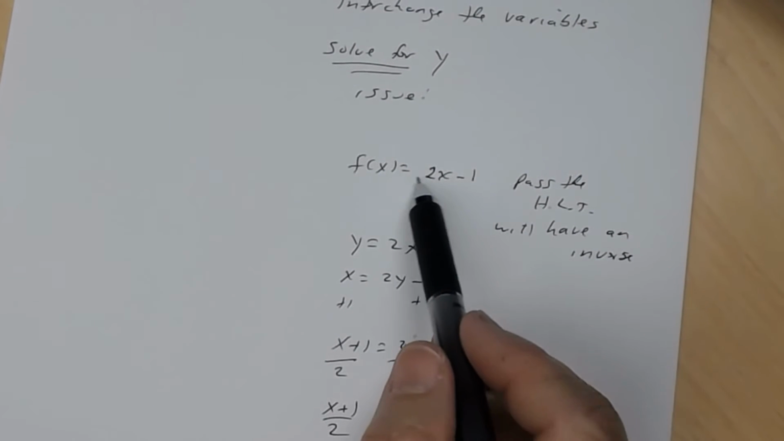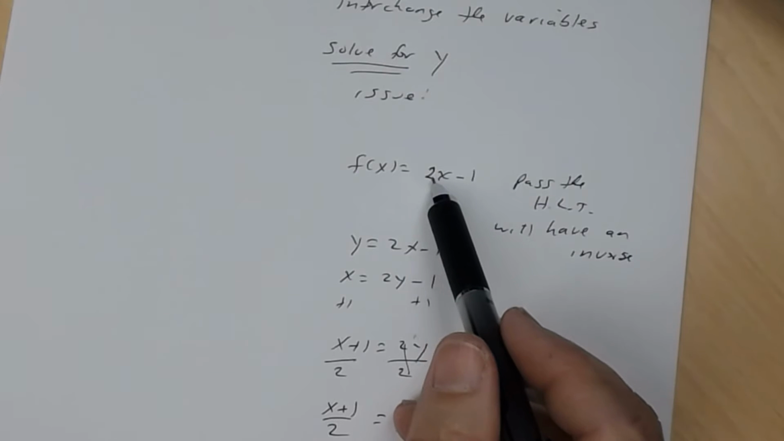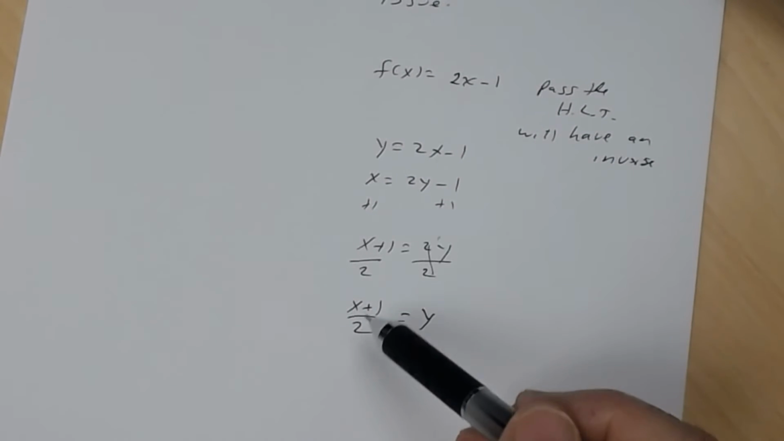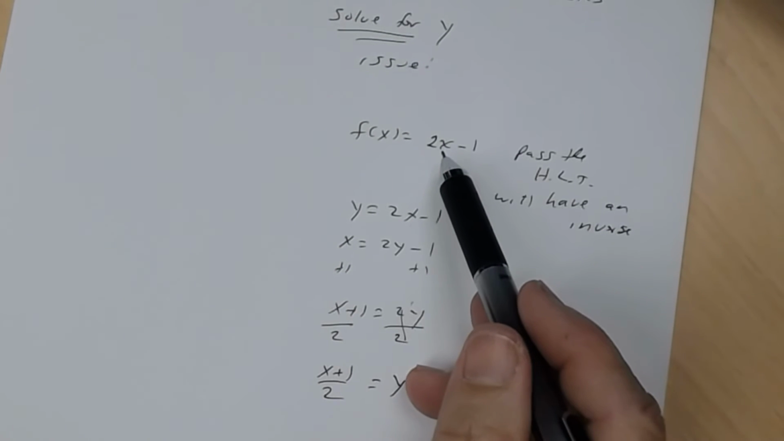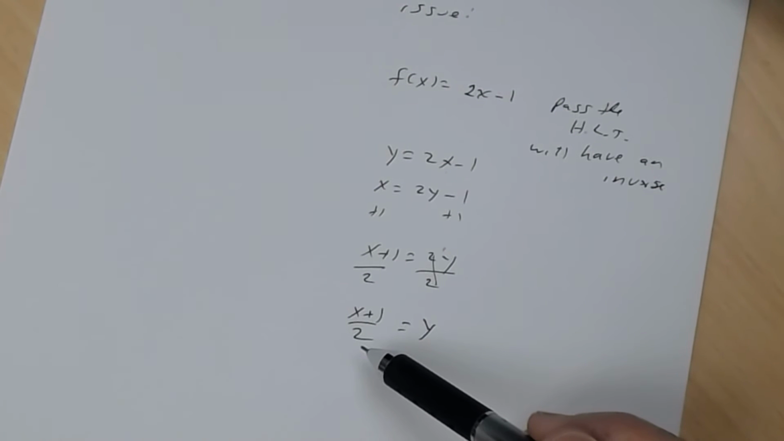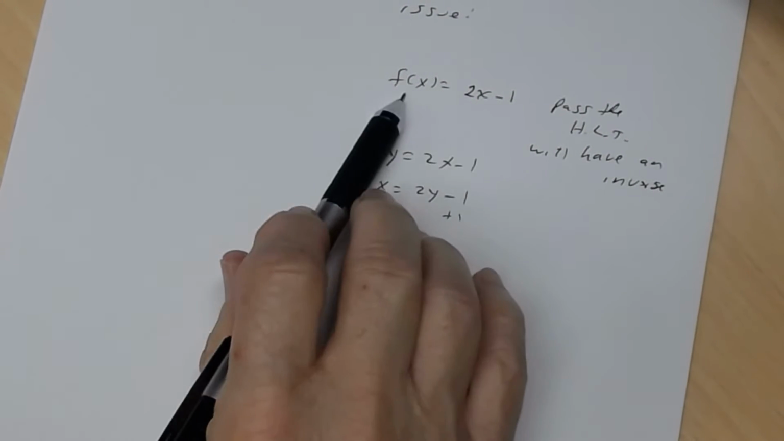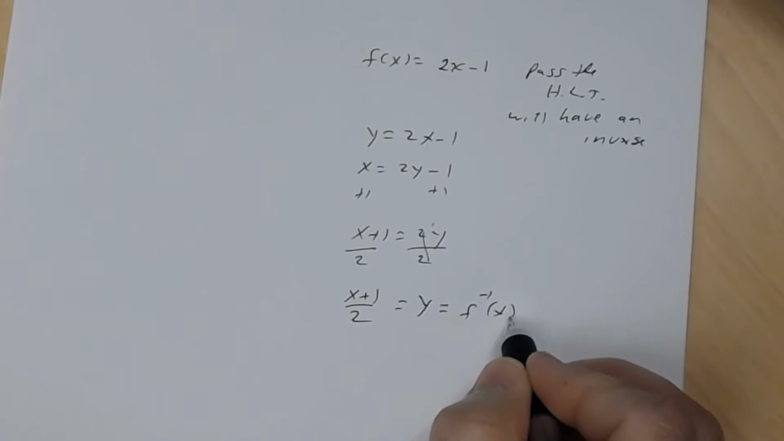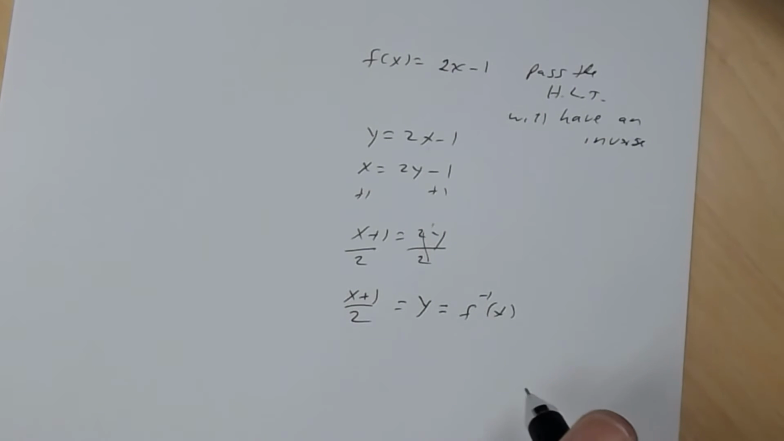It makes sense because if you look at what this is doing, I take x, I multiply by 2, and then I subtract 1. The inverse does the opposite. So I take x, and instead of subtracting 1, I add 1. And instead of multiplying by 2, I divide by 2. Now the notation for inverse will look like this. You see how this is f of x? We're going to write this as f inverse of x. So you see that exponent of negative 1 means inverse.